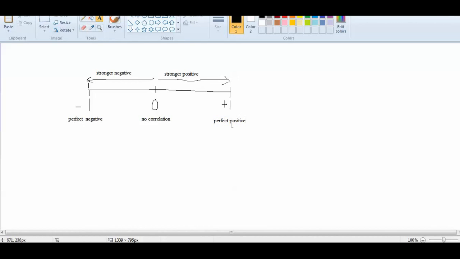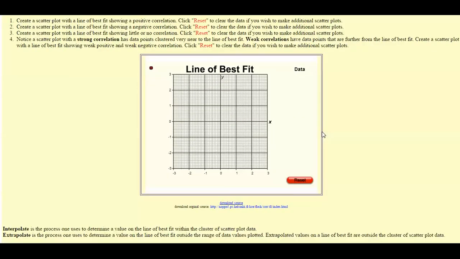And I'll show you what a perfect negative and a perfect positive would look like. I'll go back to the website. If the dots perfectly follow a rising line from left to right, then the data set has a perfect positive correlation. This would be a perfect positive correlation.